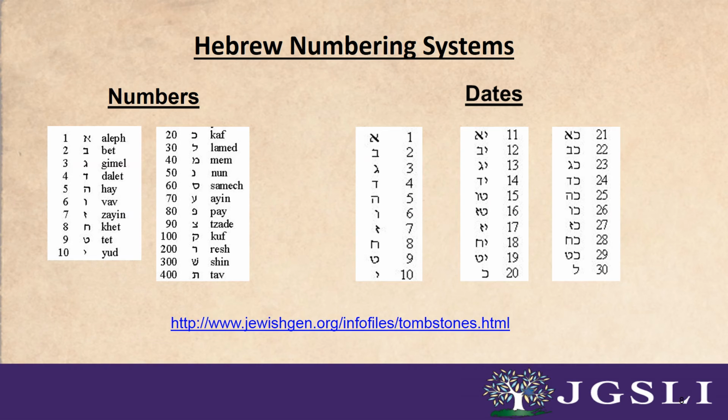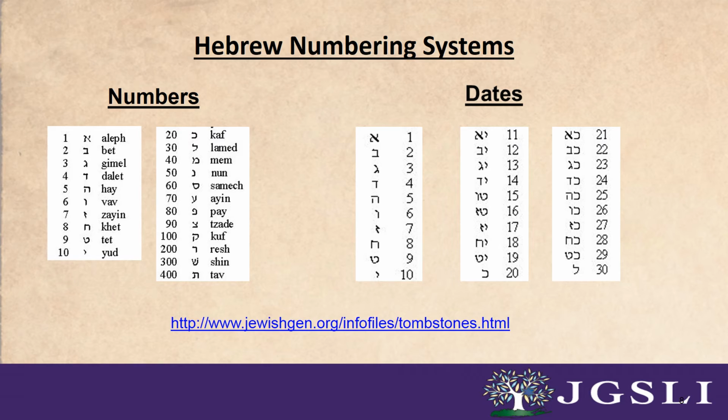The next step would be to figure out the date of death. Hebrew doesn't have numerals. Instead, letters are used to represent numbers. Aleph would be 1, Bet would be 2, Gimel 3, and so on up till Yud, or 10. If you want 11, you do some math. 10 plus 1, or Yud Aleph. 12 would be 10 plus 2, or Yud Bet, etc.